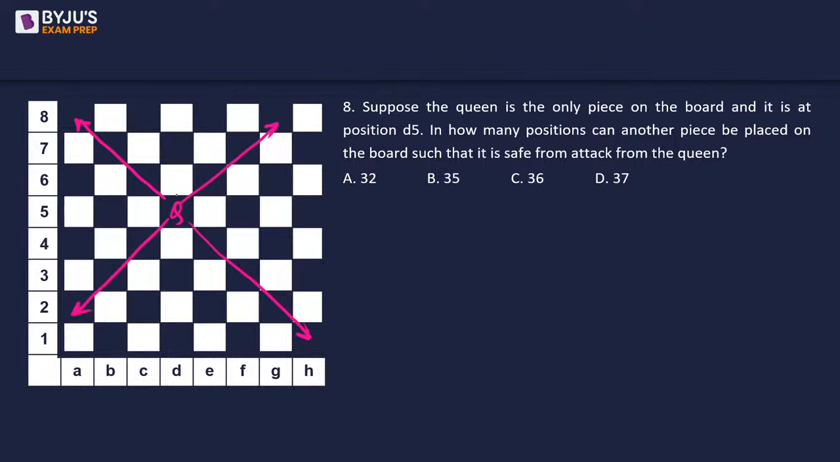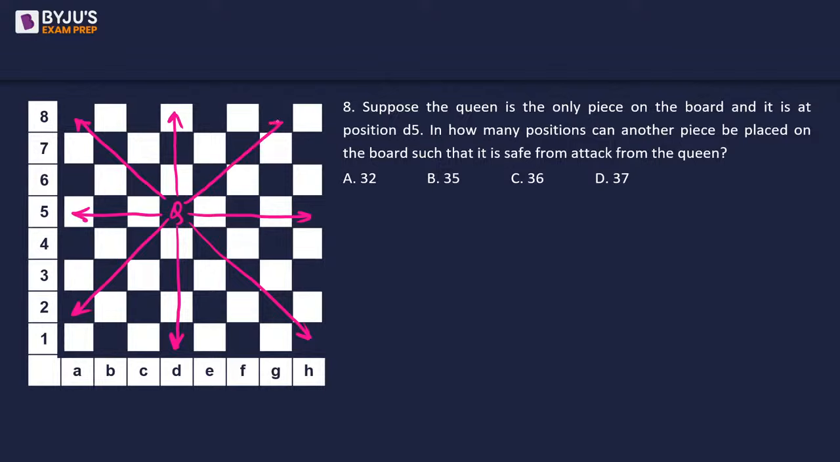We cannot place any piece along this vertical, along this column, and any piece along here. So there are 2 ways to solve this: either count how many places we did not strike out, or how many places the line is not passing through.